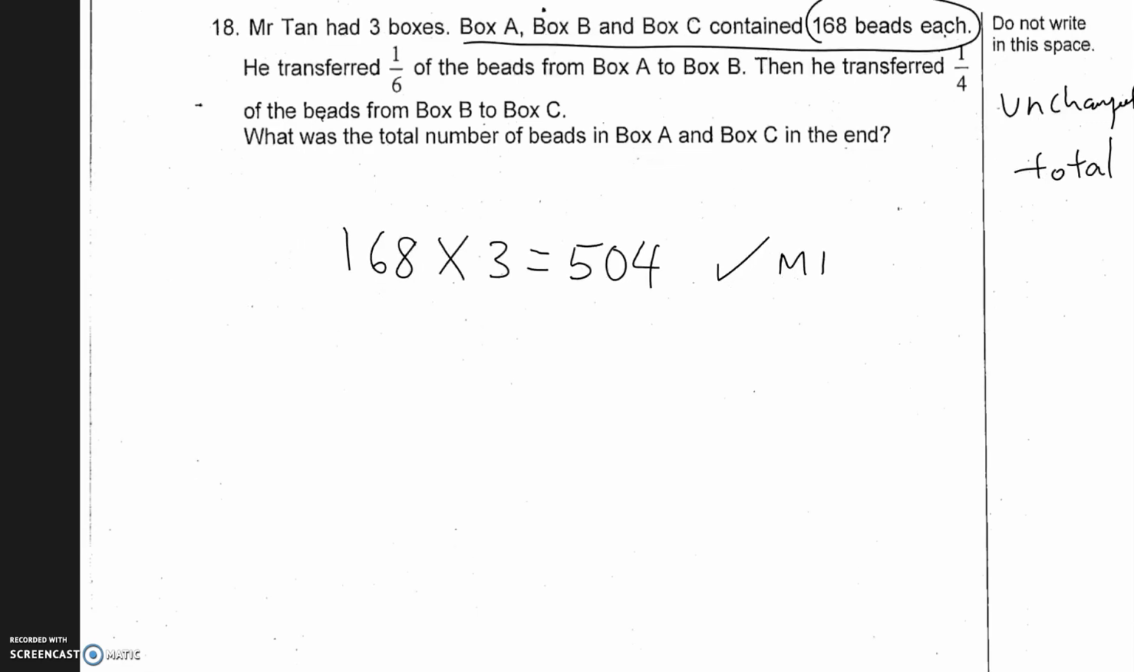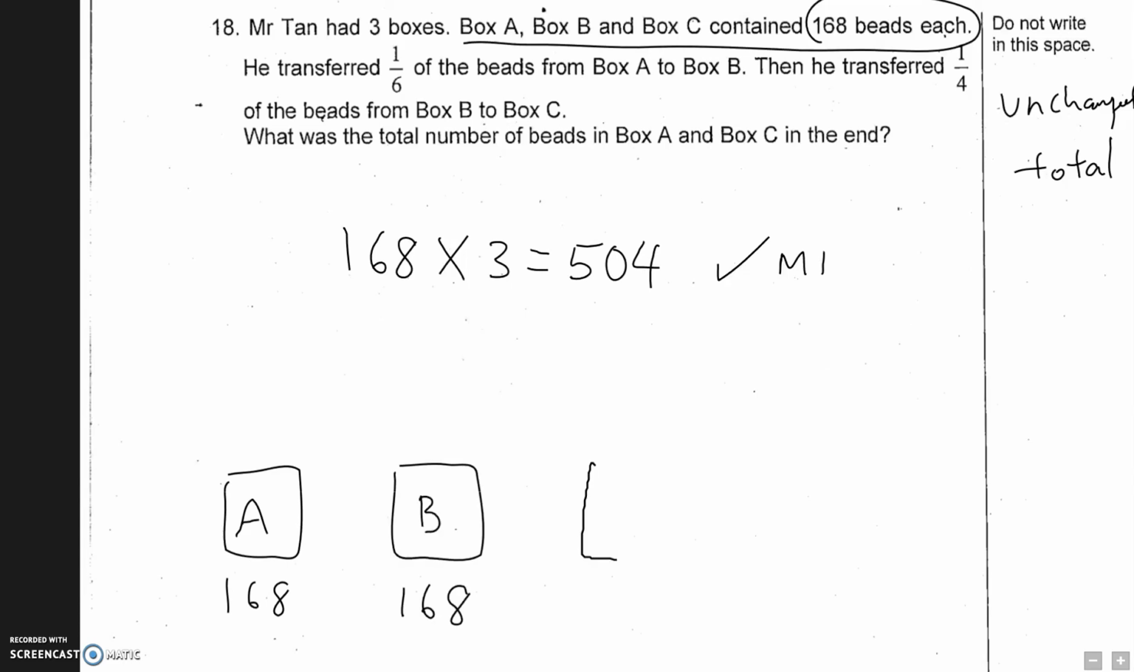Okay? Now, you have got A, B, and C with 168 bits each. So we're going to draw box A. It started off with 168. We have a box B, which is also 168. And we have a box C, which is also 168. Now, we read the question and we go on.